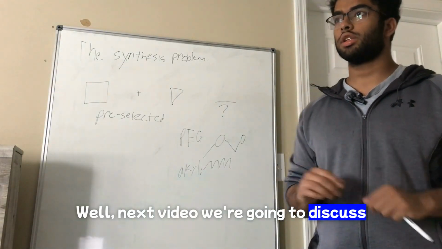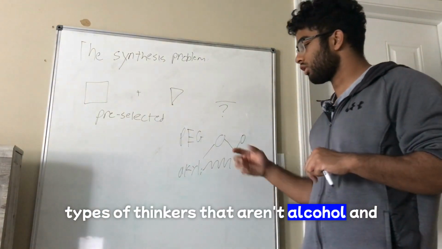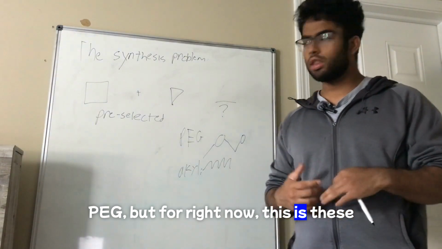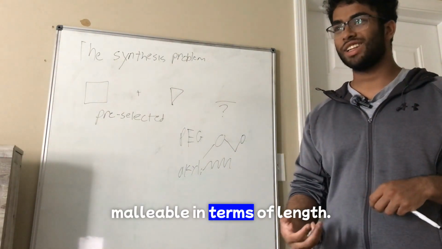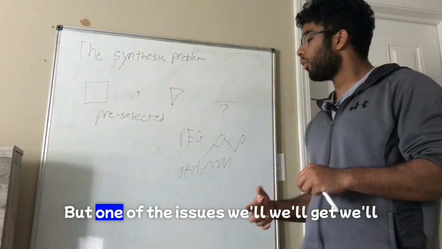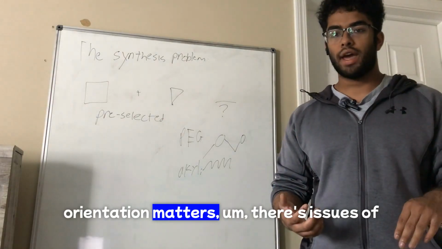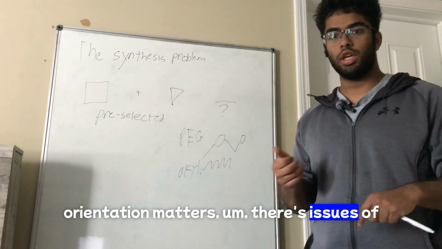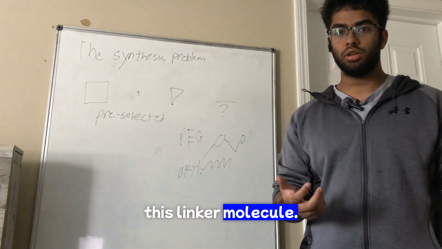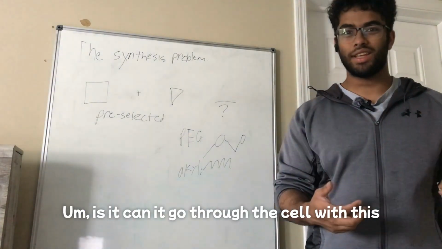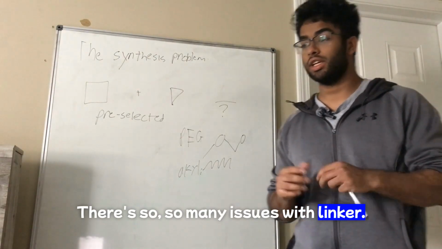Next video we're going to discuss cryosols, other types of linkers that aren't alkyl and PEG. But for right now, understand that these two are very, very malleable in terms of length. But one of the issues we'll outline in the next video is that orientation matters. There's issues of, hey, can we actually ingest this drug with this linker molecule? Can it go through the cell with this linker molecule? There's so many issues with linkers.